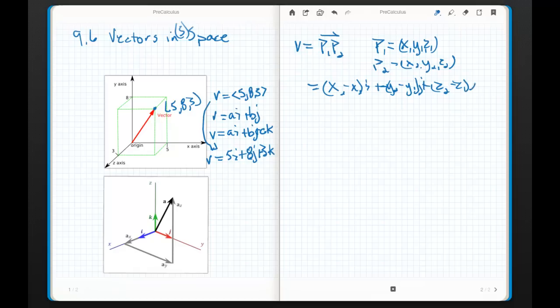So if you notice, nothing has really changed. I remember how we did that in 2 space. We just didn't have these terms involved. These guys right here weren't part of the equation. All right, so that's a vector in 3 space.